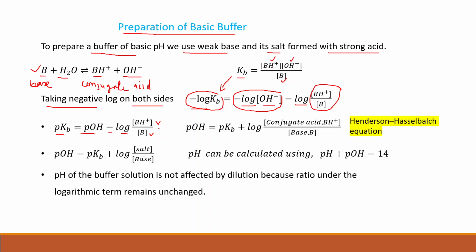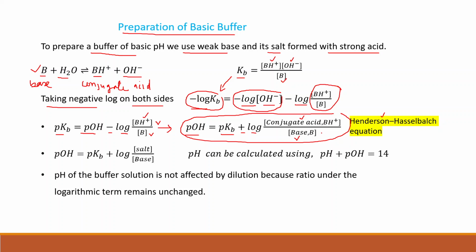Now again, if we rearrange this equation, we get pOH is equal to pKb plus log of the concentration of conjugate acid BH+ to the concentration of base B. This equation is known as the Henderson-Hasselbalch equation.